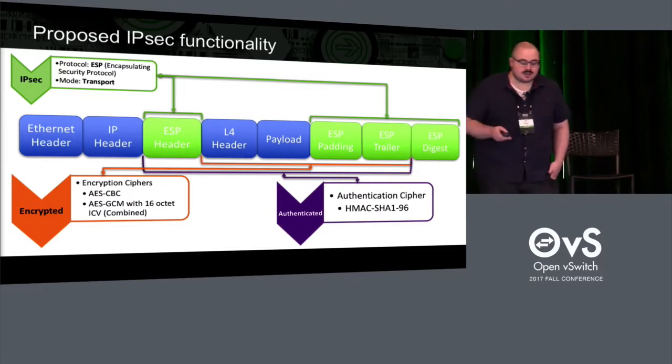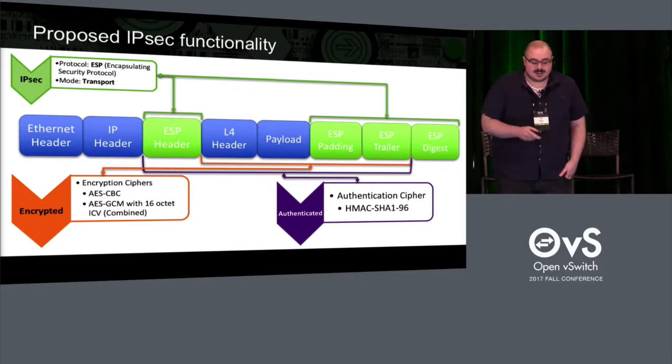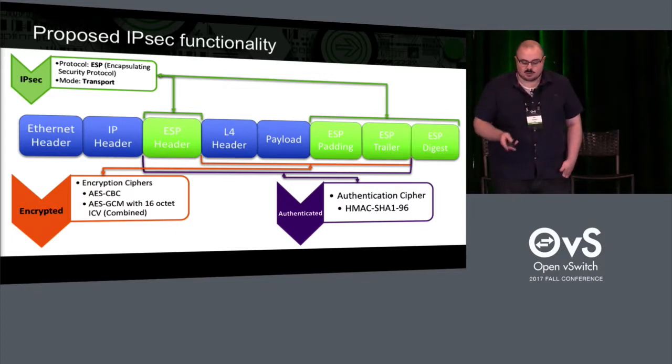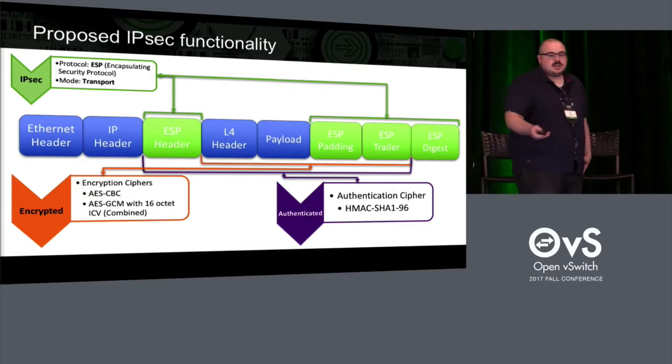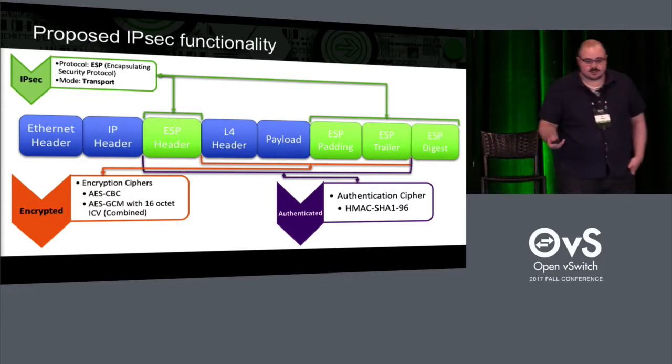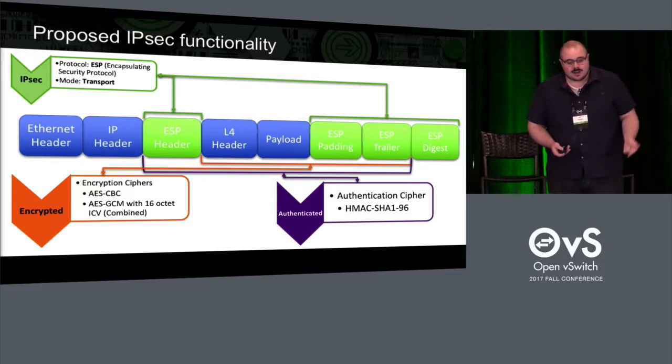Now I should call out here that AES-GCM on the left-hand side is a combined cipher, so it does ciphering and authentication in one go. So really, you could put that in both columns, but just for simplicity, we've kept it in the encrypted side, but it is a combined mode. This should be enough to hit those requirements that we said: integrity, confidentiality, and authentication.